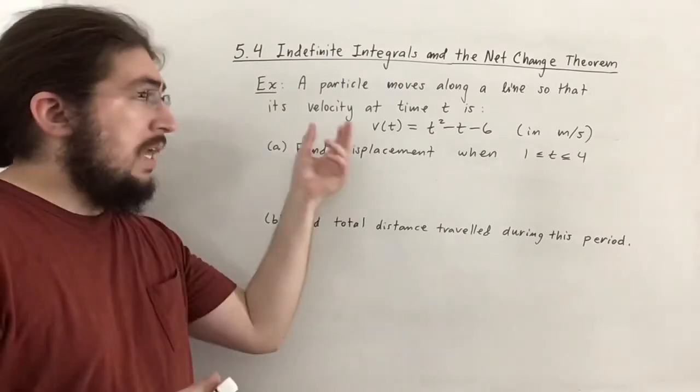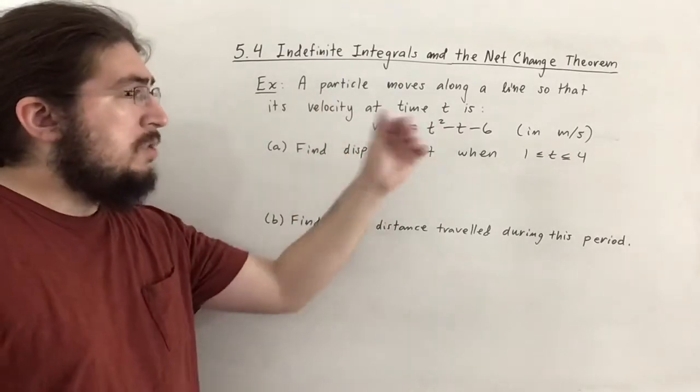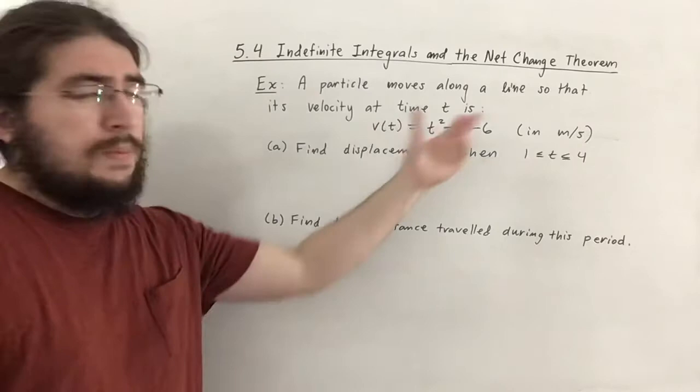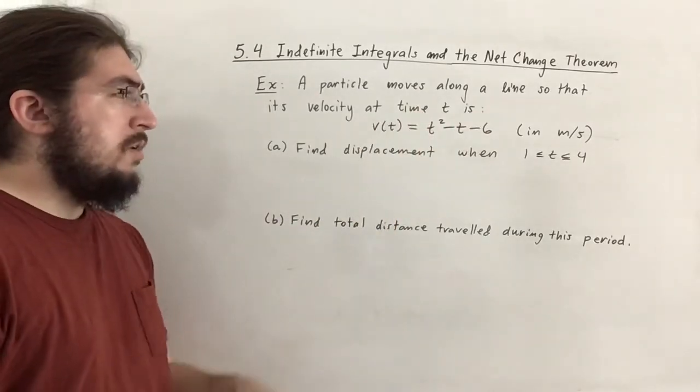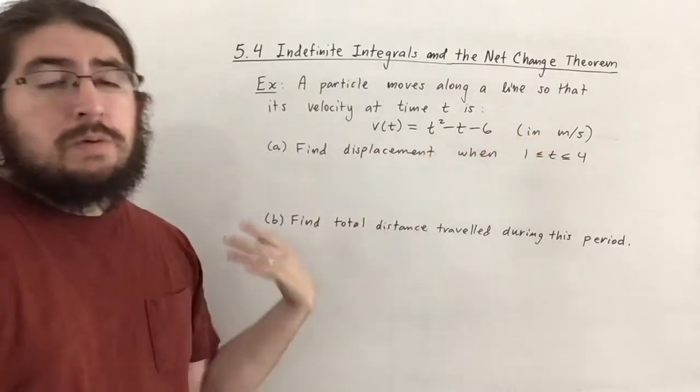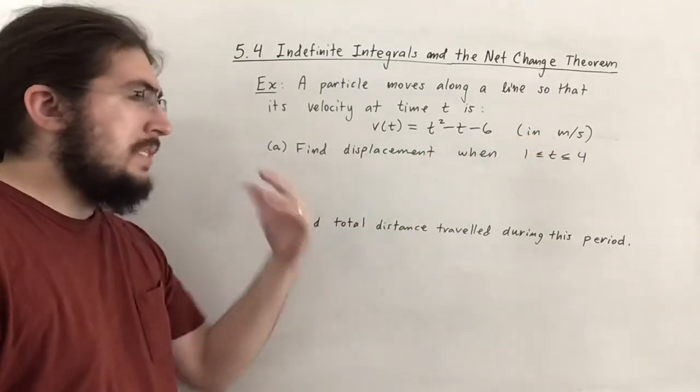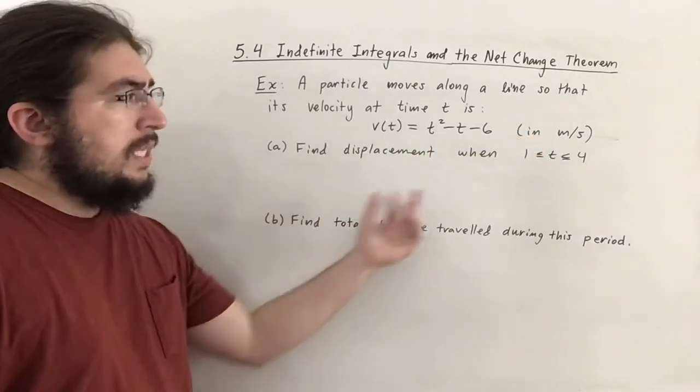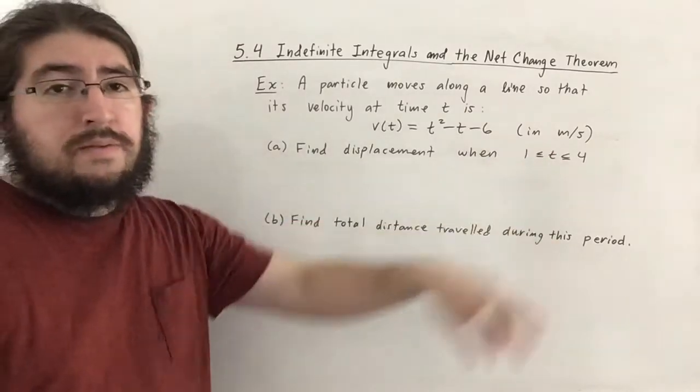What matters is that the velocity is given by this function, t squared minus t minus 6. It's measured in meters per second. So we can only assume that the distance or displacement will be measured in the distance unit, which is meters, because time is in seconds. So we want to find the displacement when t is between 1 and 4 seconds.